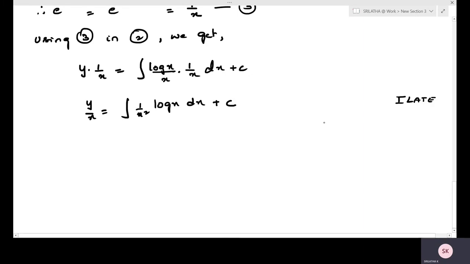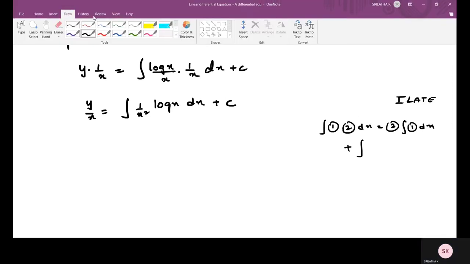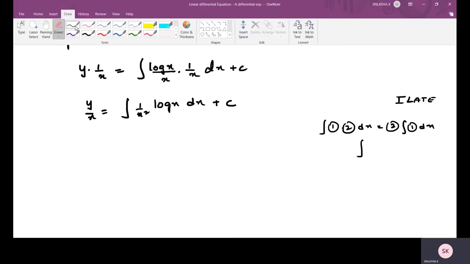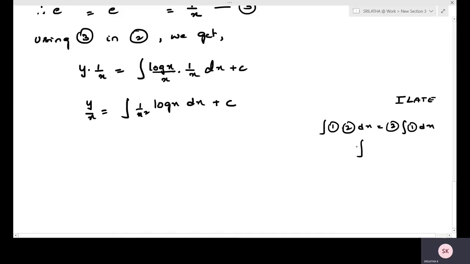So what is the formula for by parts? Integration of first function into second function dx is equal to first function into integration of second function dx, minus integration of differentiation of first function into integration of second function dx, whole dx. Now this is the by parts formula, so that is what I'm going to do here.